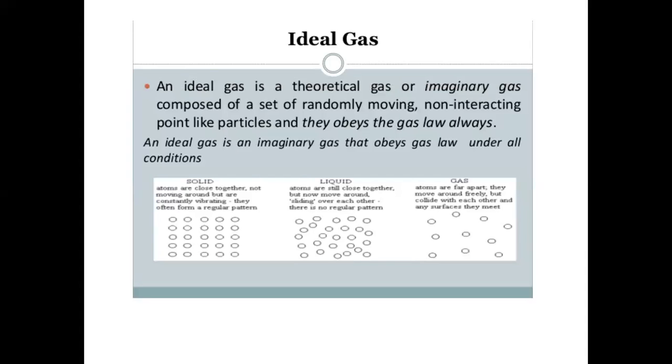An ideal gas is a theoretical gas or an imaginary gas composed of a set of randomly moving, non-interacting point-like particles, and they obey the gas laws always. An ideal gas is an imaginary gas that obeys gas laws under all conditions. Right, students? And what were these gas laws? We'll consider it once again.